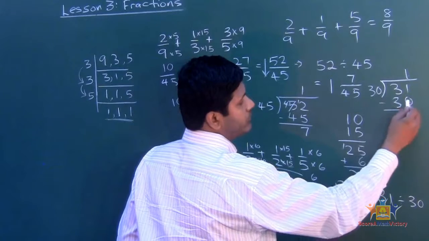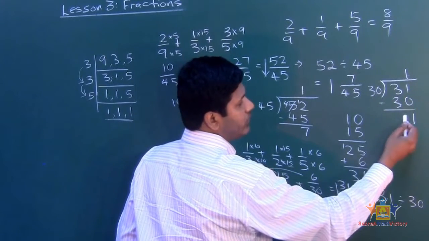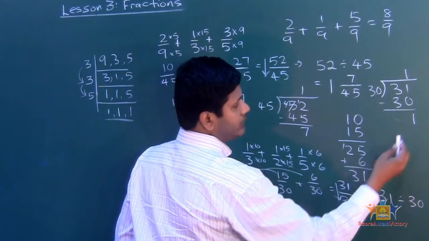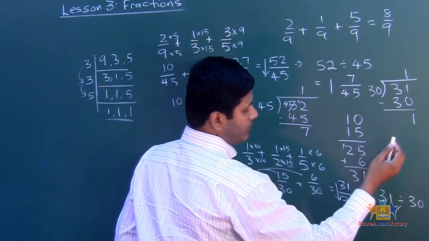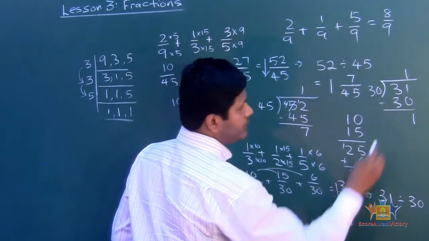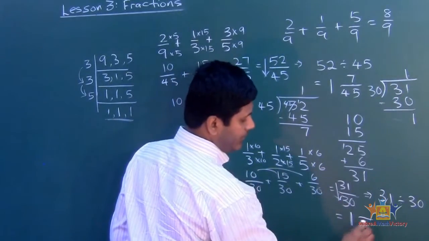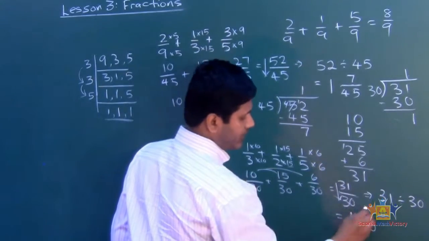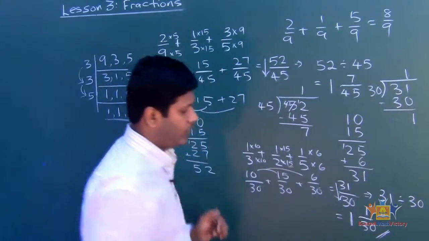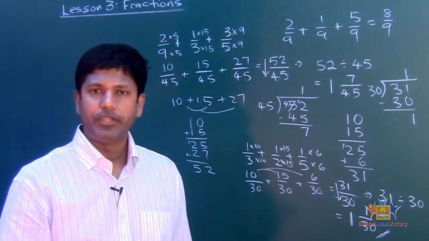Minus, 1 minus 0 is 1. 3 minus 3 is 0. So that's my balance. So 1 is my round number. Okay, so that means 1. 30 is my denominator, and 1 is my balance. Right there, 1 over 30. That's it.